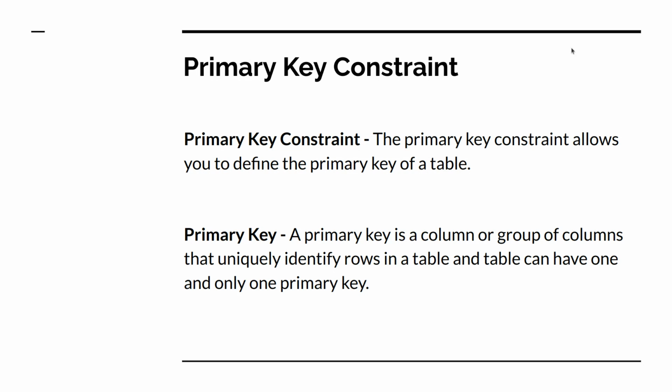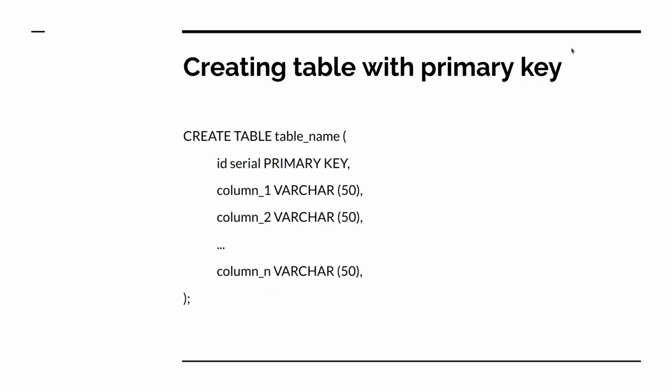So a primary key is a column or group of columns that uniquely identifies rows in a table, and a table can have one and only one primary key. However, there can be more than one column or group of columns that can uniquely identify a row, and all such keys are known as candidate keys. A primary key is also a candidate key. Now let's have a look at how we can define a primary key in a table.